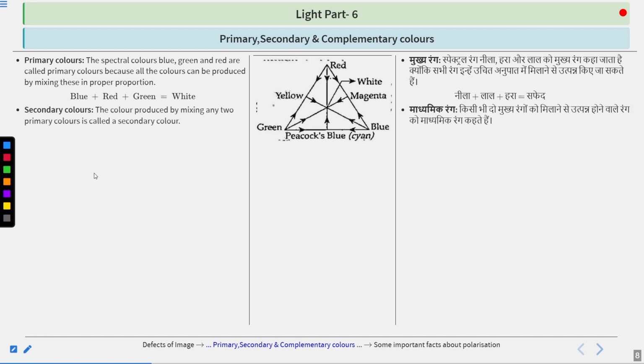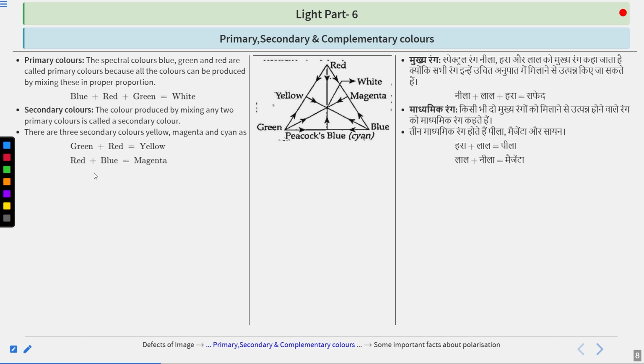Secondary colors. The color produced by mixing any two primary colors is called a secondary color. There are three secondary colors: yellow, magenta, and cyan, as green plus red is yellow, red plus blue is magenta, blue plus green is cyan. So primary colors are those colors which are not prepared by mixing. They are present as fundamental, like blue, red, and green. Secondary colors are those which could be produced by mixing any two primary colors, for example yellow, magenta, and cyan.